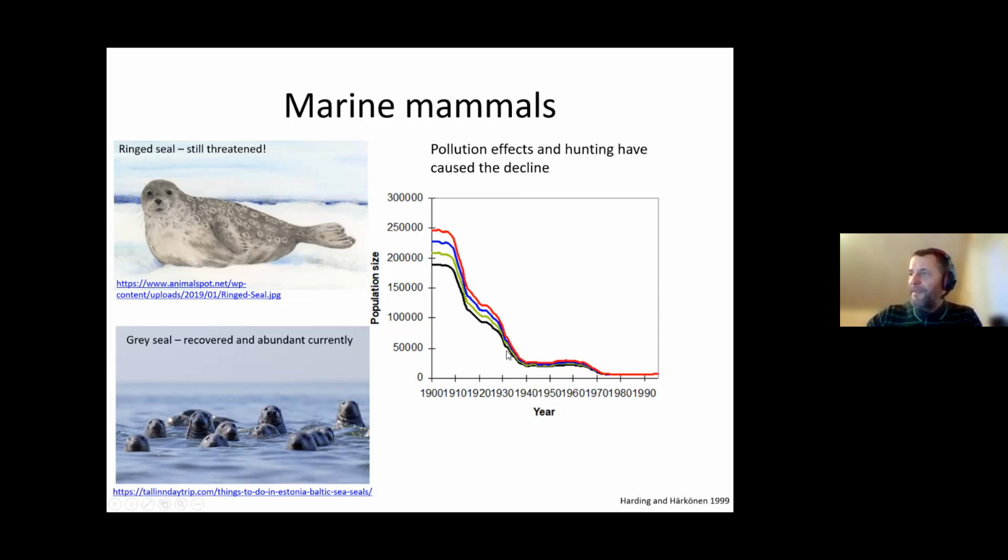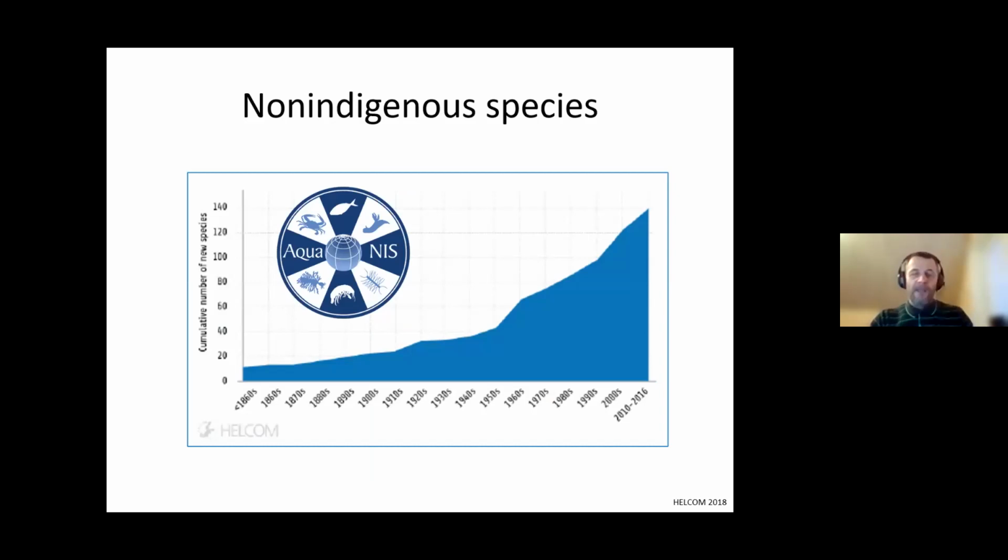Basically hunting in the beginning, and then pollution in the 50s and 60s gave the last shot, to the level where both species suffered in terms of reproduction. But now the picture is better, but not for all species.